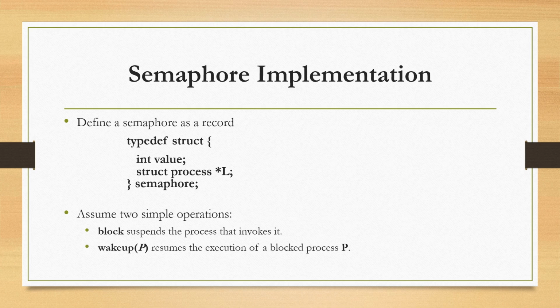L, a pointer to the list of blocked processes. If a process cannot access the resource due to the semaphore's value being 0 or negative, it will be blocked and added to this list.